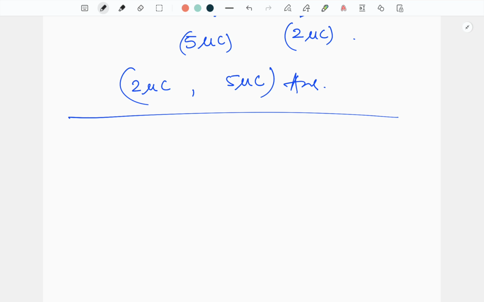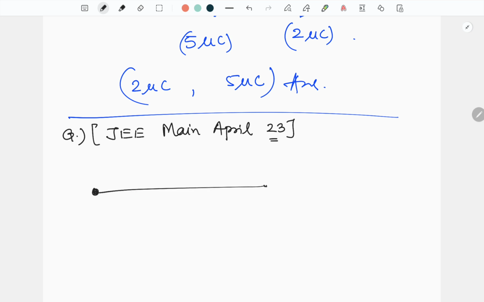The next question here, I guess, is from JEE Main paper, April 23. So let us try to solve this question. The question is saying you have 3 point charges. I'm not going to write the complete question because it takes much time, so let me just draw the diagram.